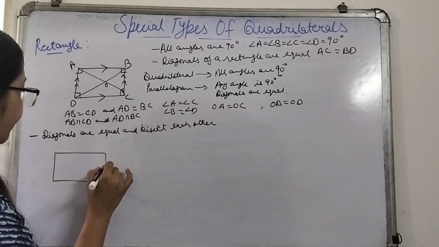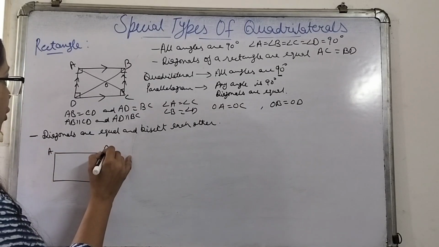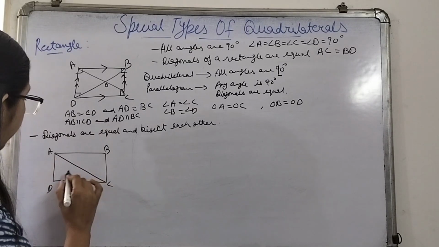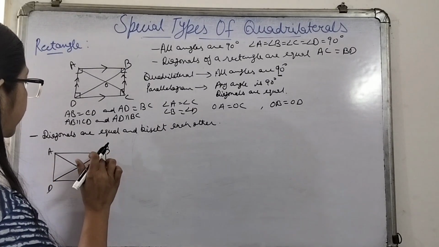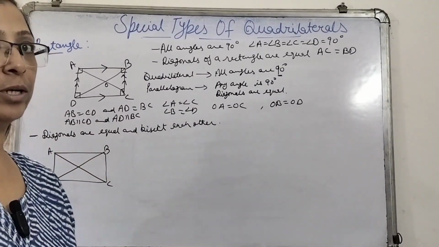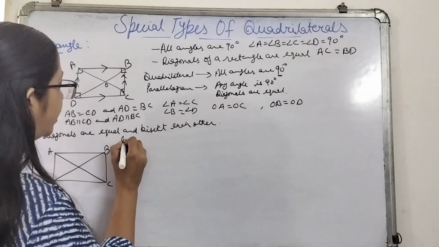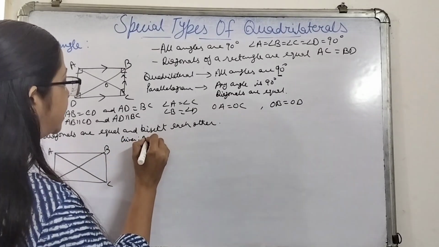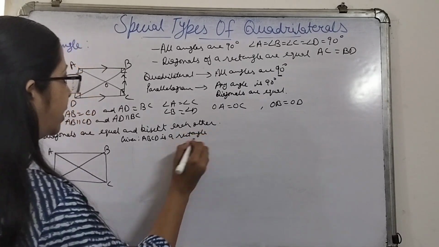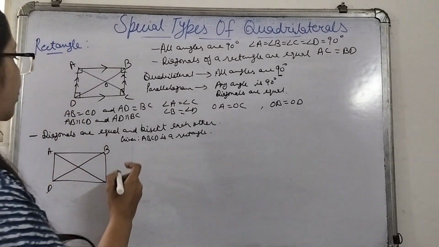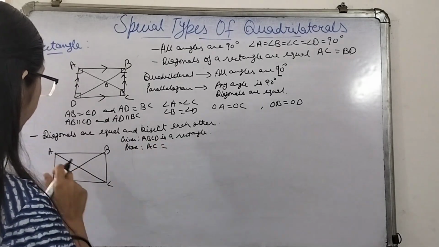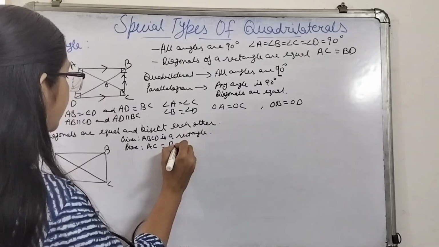So let's see. This is A, this is B, this is C, this is D. We have taken these two diagonals. What we need to prove is that the diagonals are equal. Given to us is that ABCD is a rectangle. What we need to prove is that the diagonals are equal, that means AC is equal to BD. This we need to prove first of all.